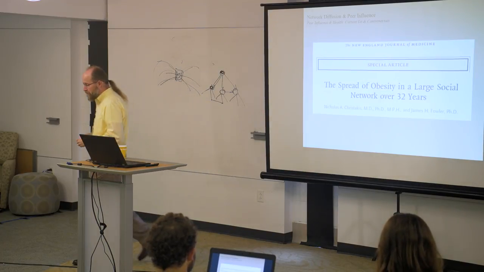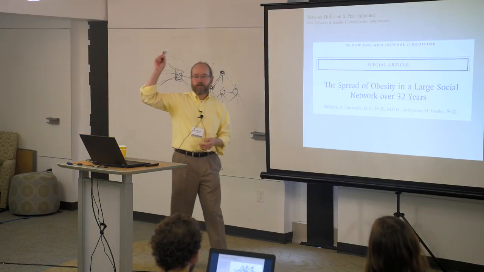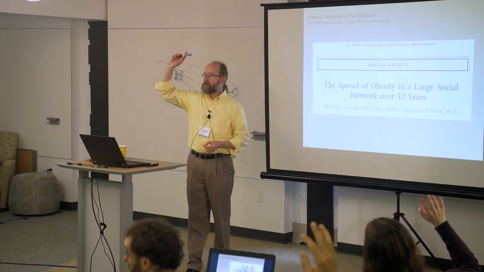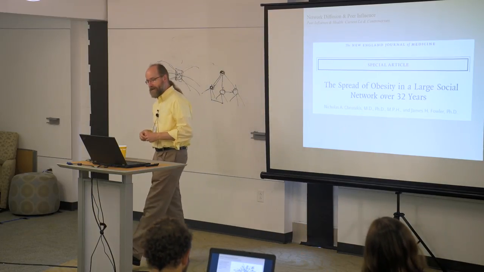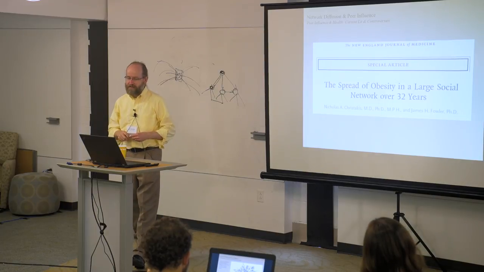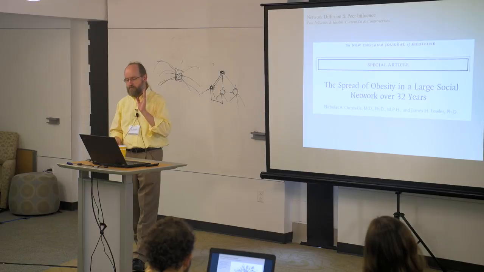That then raises the question of, like, what do we do when we do want to estimate these models? And so how many people have read this paper or know this paper? All right. So this is the spread of obesity in a large social network over 32 years. This paper is, I love this paper, I'll be honest with you. I think it's a great paper.